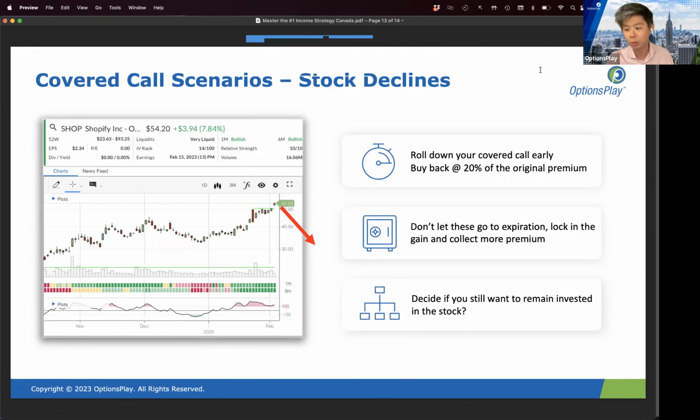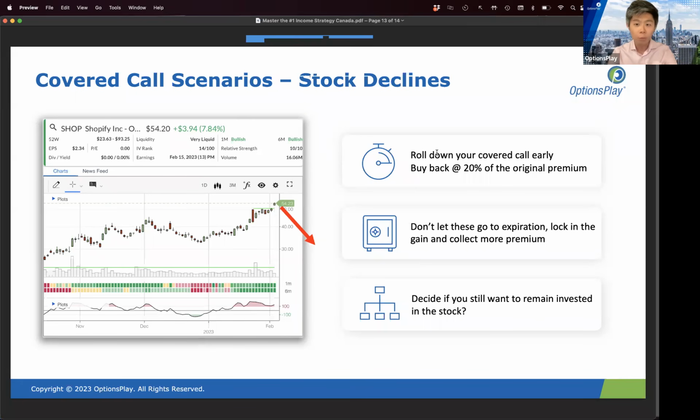And lastly, the covered call scenario when the stock declines significantly. So remember, you own the stock because you think it's going to appreciate in value. But if the stock declines, this is really where, yes, you've made most of the profits in your covered call very quickly, but you probably have a much larger losing position from the stock position that you have.